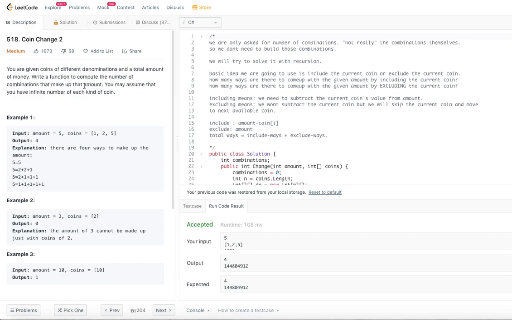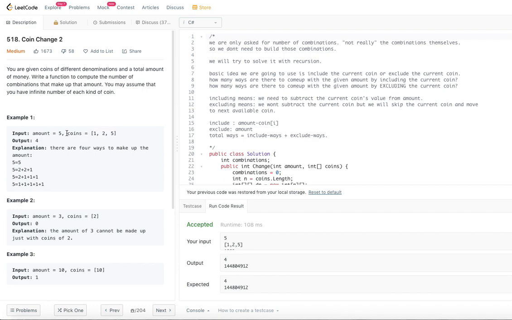So basically we are given a set of coin denominations, and we have to come up with the specified amount by using any number of coins of each type. One thing we are given is that we have an infinite supply of coins for each denomination. If you look at example 1, the amount given is 5 and the coins given are 1, 2 and 5.